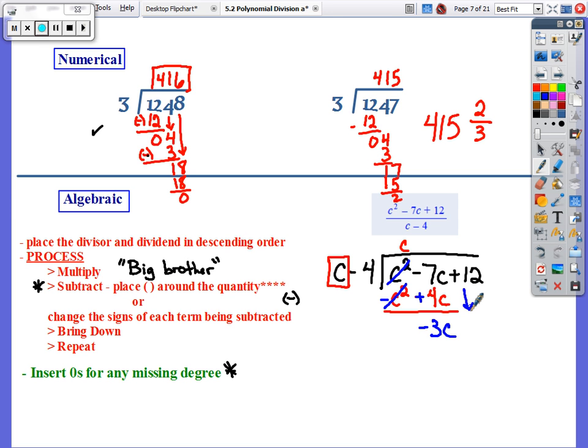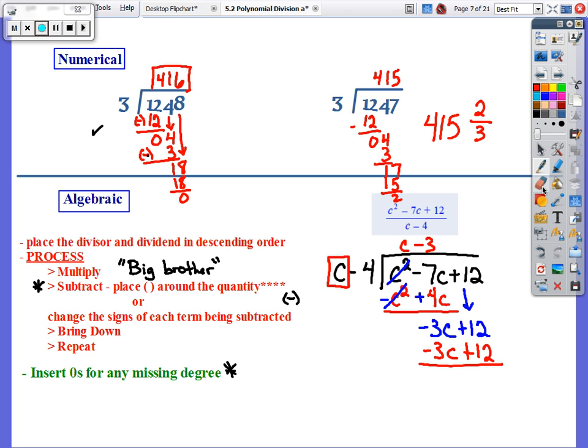Now we bring down the next term. That's where we're at, bring down. And so we get a plus 12. And now it's like starting over. I go and reflect on my big brother and say, I need C to be -3C. So what would I multiply C by to make it -3C? Well, -3. And you get -3C plus 12 because the tag along little brother is still there.